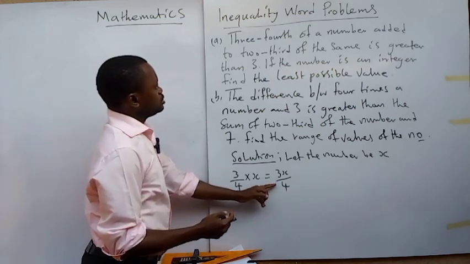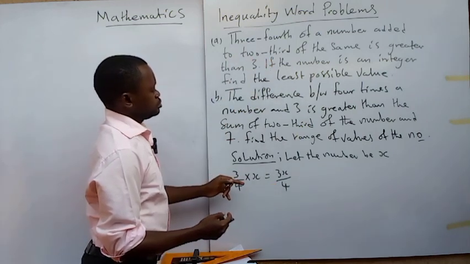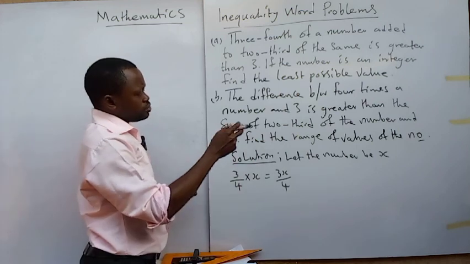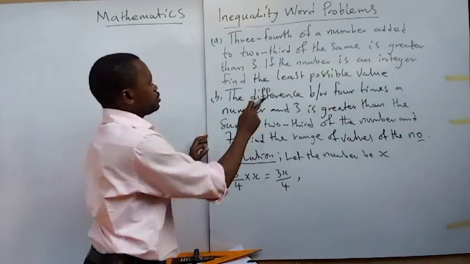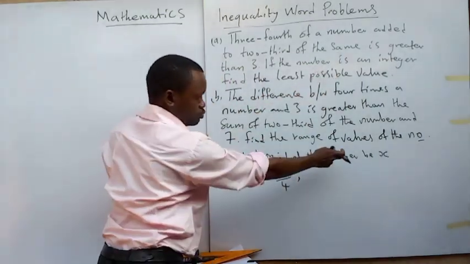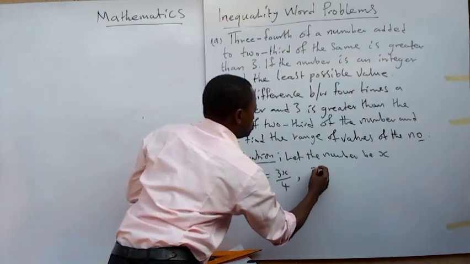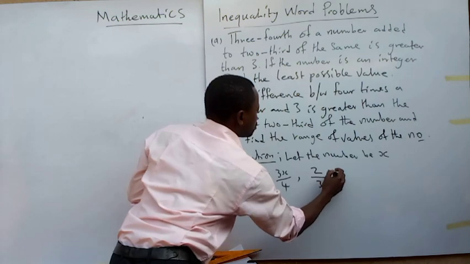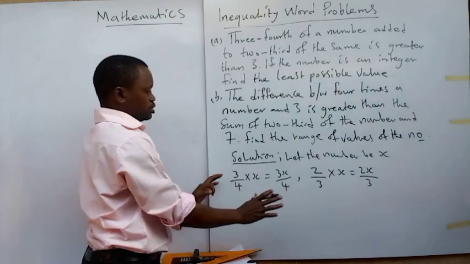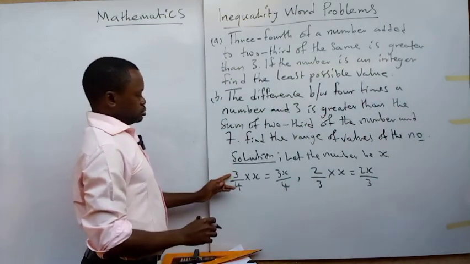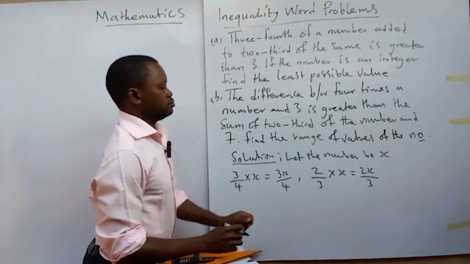Then we move on again. This expression, this value, 3/4 of this is added to 2/3 of the same. So there is another 2/3 of the same number. We're still talking about the same number. 2/3 of it is going to be 2/3 times x, and that is going to be 2x/3. I'm just trying to make it brief.